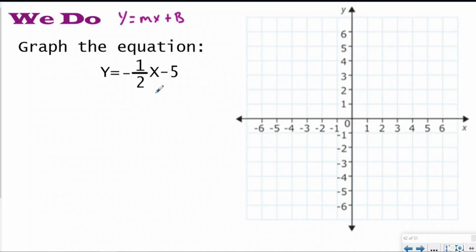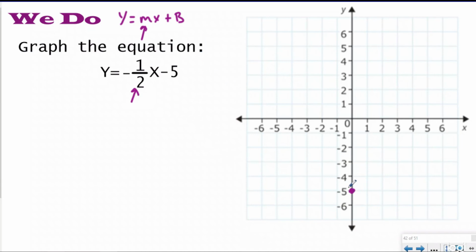And so I know my constant here is a -5, so my y-intercept is going to be -5. I know my coefficient, or the number that is attached to the variable x, is -1/2, so my slope for this line is going to be -1/2. So for every 1 I go down, I'm going to move over 2 to the right. Or for every 1 I go up, I'm going to move 2 to the left to keep my slope negative.